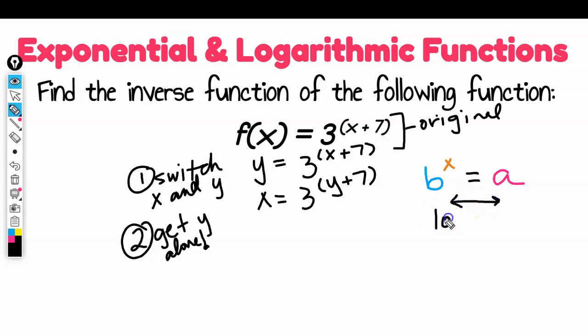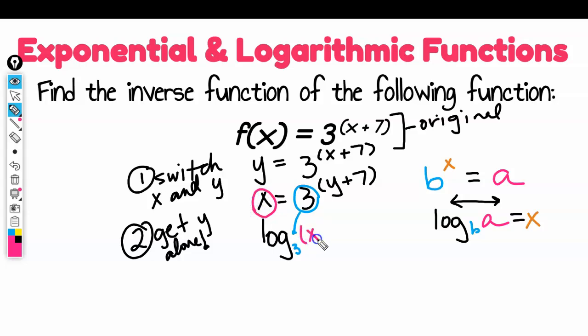Then we can rewrite that as log with a base of b, and then a, equals x. Since I'm given it in this form, I want to rewrite it in this form. So I'm going to start out with writing log, and then my base, my number on the bottom, is going to be this 3. My a is going to be the number that was on the other side of the equal sign from the base, so it'll be x.